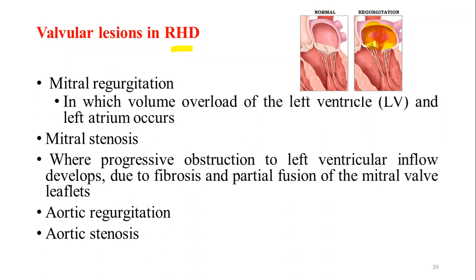So, generally speaking, RHD can cause stenosis and regurgitation of the valves. You can see the effect is very significant with the mitral and aortic valves. That is why regurgitation and stenosis will happen, and this ultimately affects the cardiac output. So those are the general lesions that can happen as a result of RHD.